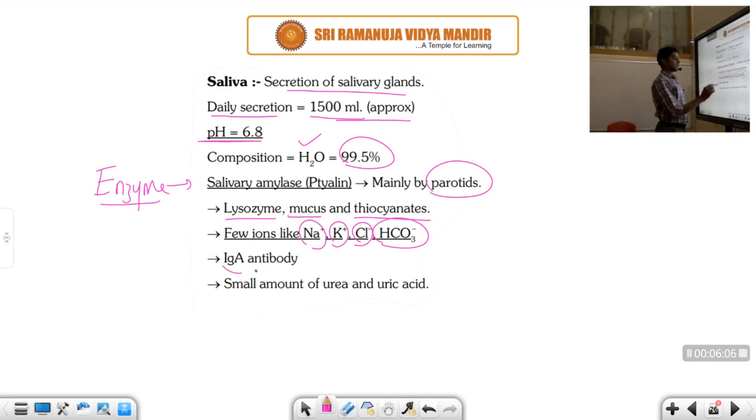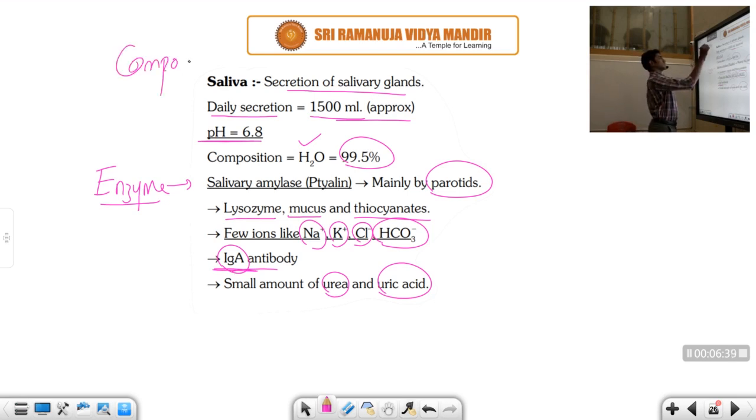And there is an antibody called IgA present in the saliva. We already discussed this at the time of immunoglobulins. Generally, immunoglobulin IgA is found in secretions. Saliva is also one type of secretion, right? So IgA antibody is found in secretions like saliva. Next, a small amount of urea and uric acid is also present in saliva. So students, this is about the composition of saliva.